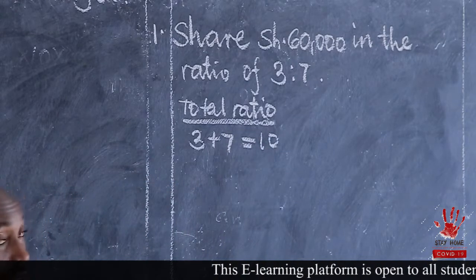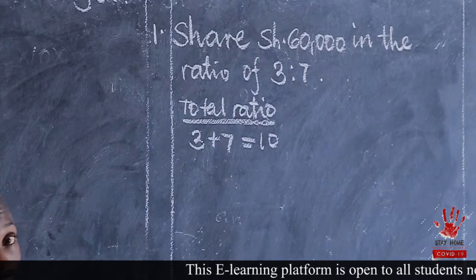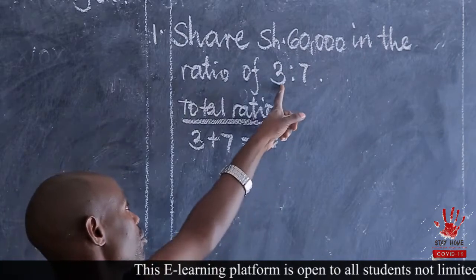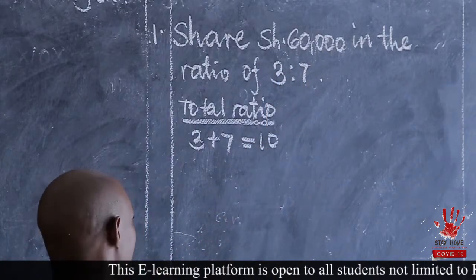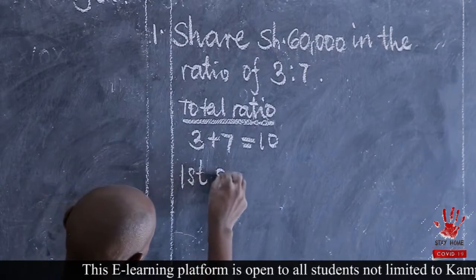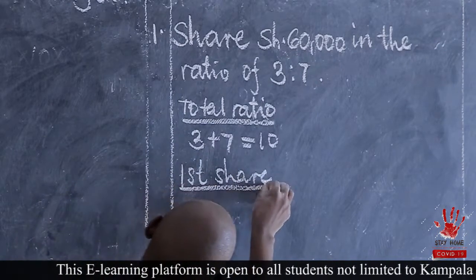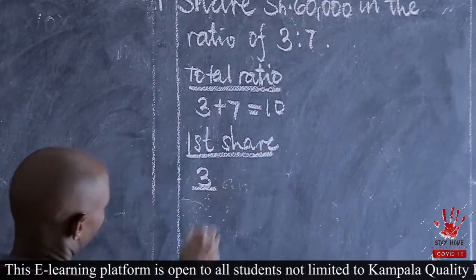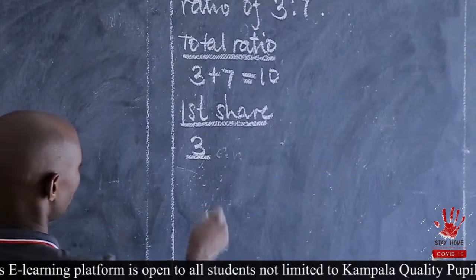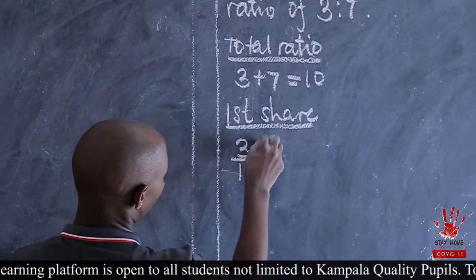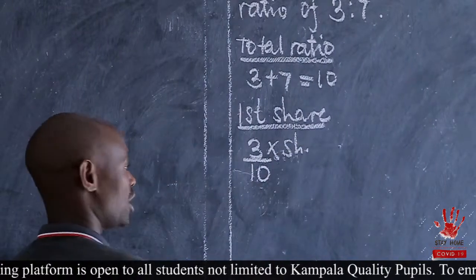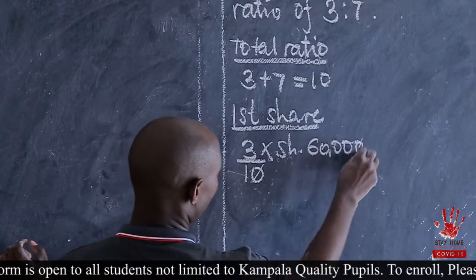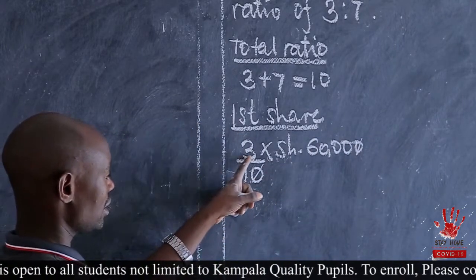And I told you, you are supposed now to find out how many shares you are going to have. Shares are determined by the number of ratios given. So we have 2 shares. So we shall have the first share. And the first share has 3, but out of the total share, which is 10, then times the amount which they are going to share, that is 60,000 shillings. This 0 will go with that. It means I have remained with 3 out of 1.